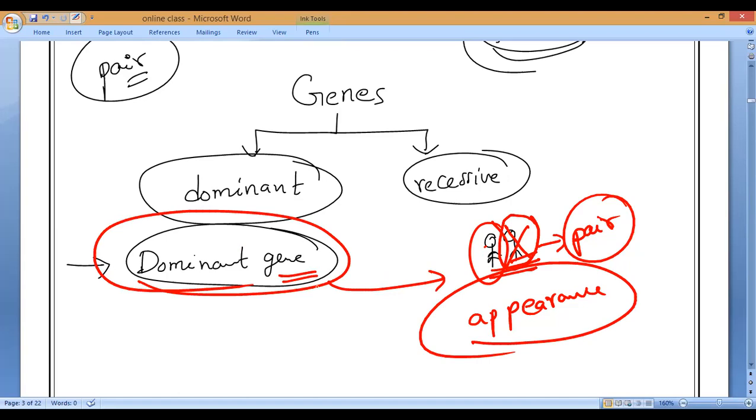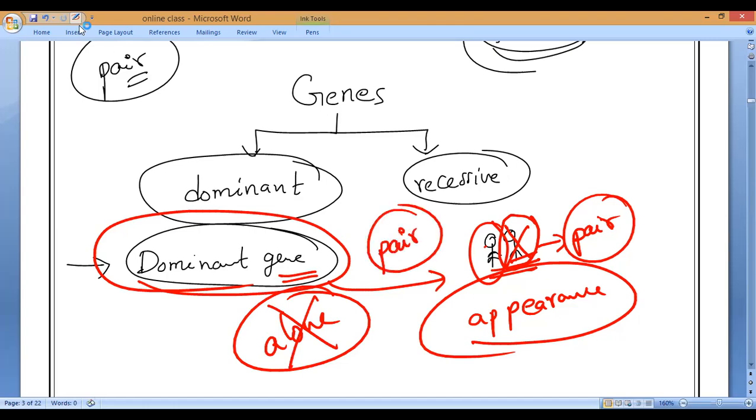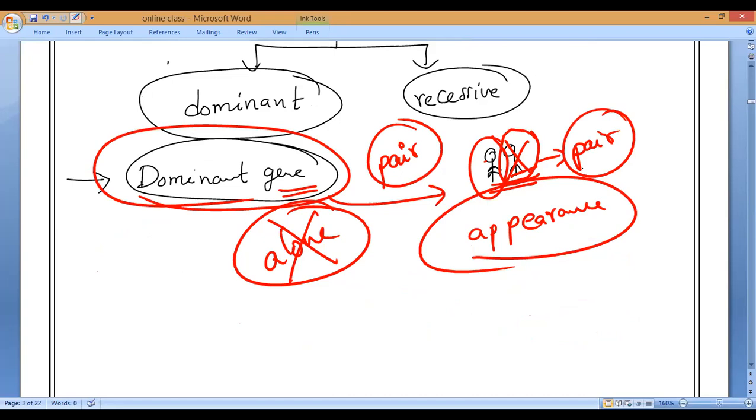It doesn't mean that a dominant gene exists alone. Always remember, no gene exists alone. It is not possible. They are always present in pairs. But there is no importance for the second gene. That gene is called the dominant gene which always decides the appearance of an organism independently.